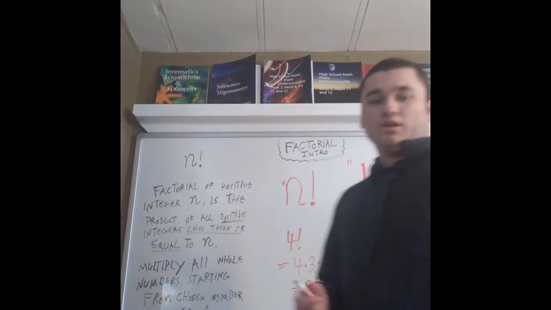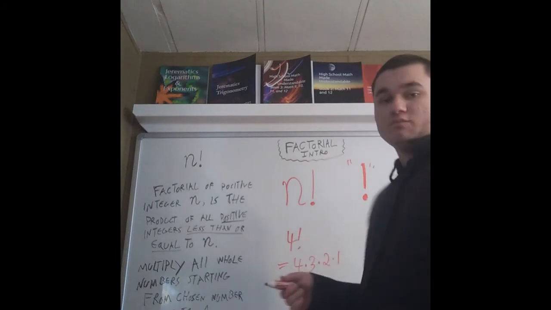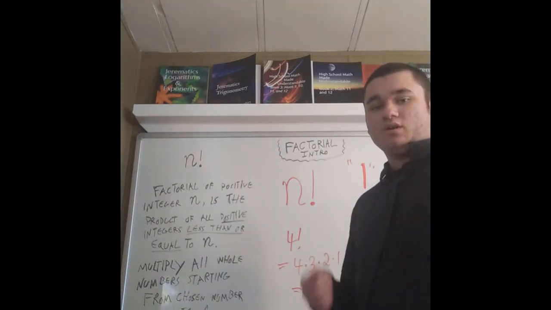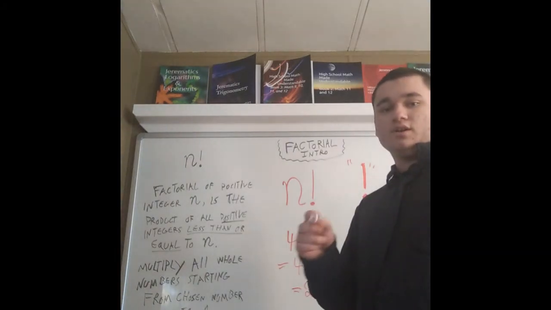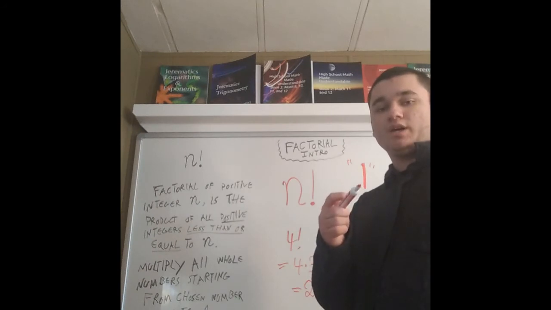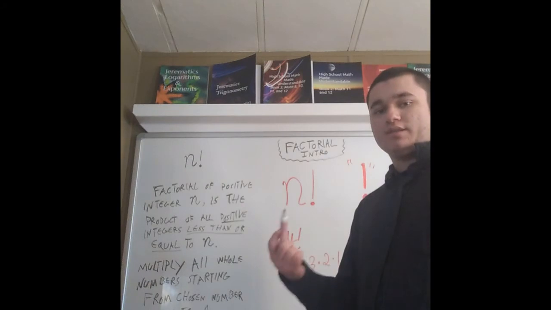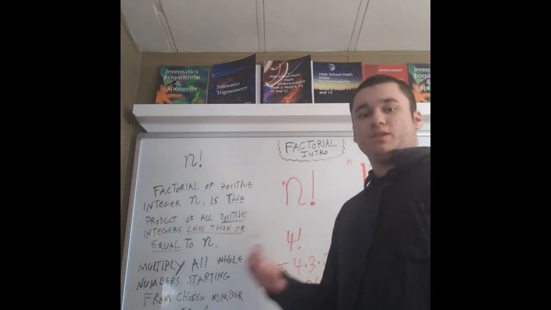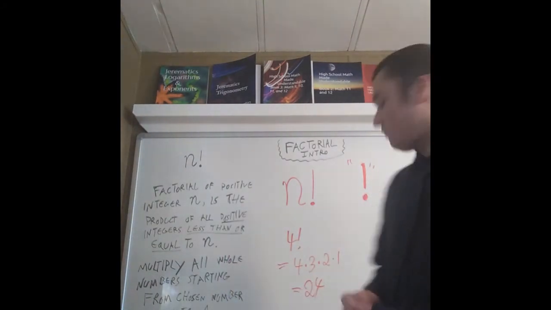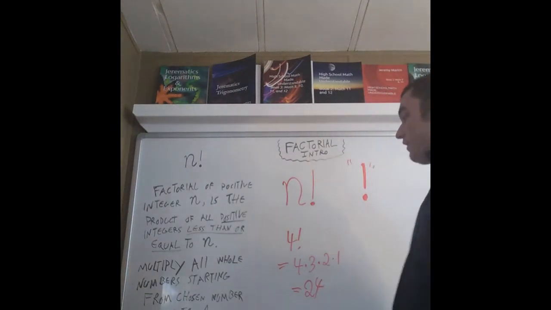All we're doing is taking the number in front of the exclamation mark and multiplying it by all of the positive consecutive integers that are less. So 4, and then multiply it by a number that's 1 less than 4. 3 multiplied by a number that's 1 less than 3, which is 2, and then we do that. We repeat this over and over again until we get to the number 1. That's what a factorial is.